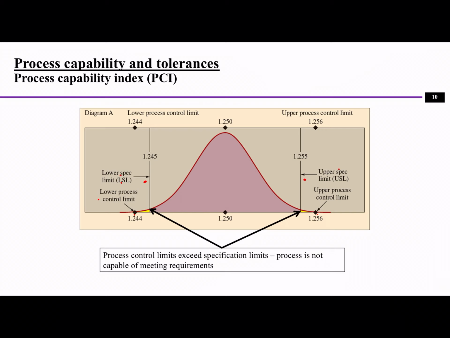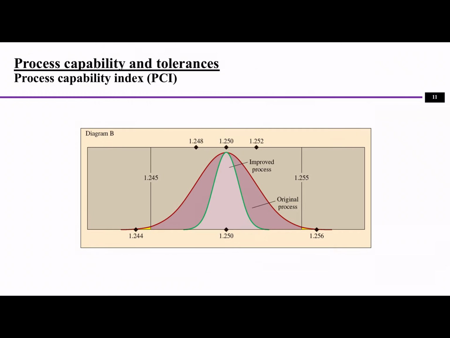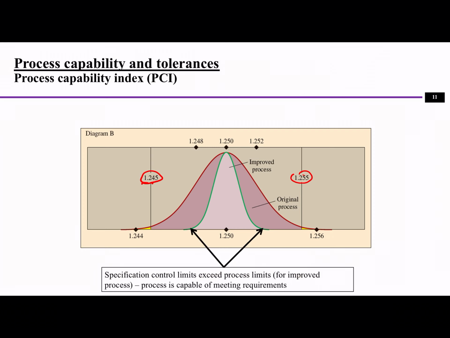So what do we want to do? What we want to do is we set our process control limit actually within the specification limit, right? So it's like this, the green part. The green normal distribution actually is within the design. So this is the specification, and this is our process. So the green normal distribution is our process. The process is always within the design specification, which means the process is capable of meeting requirements.